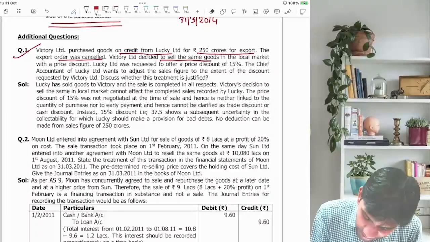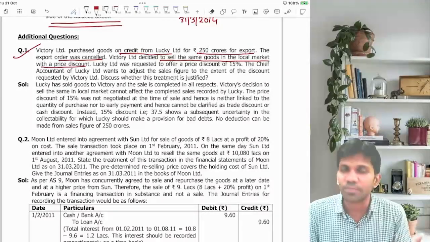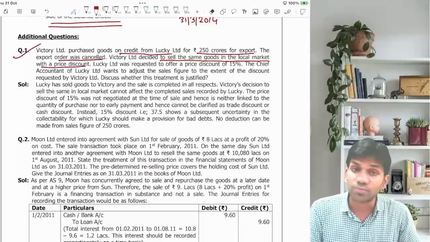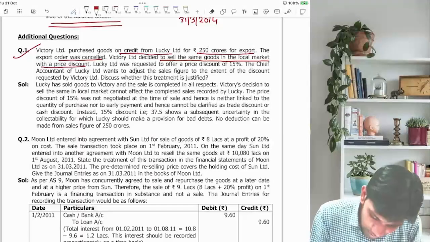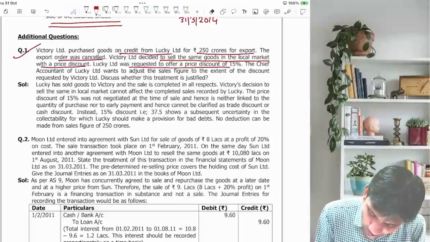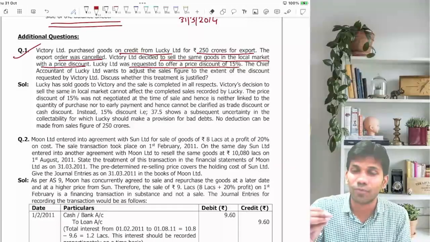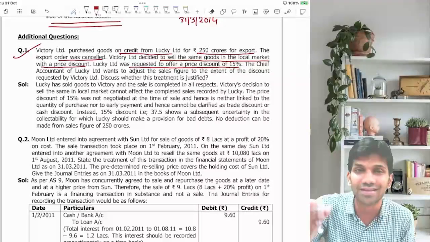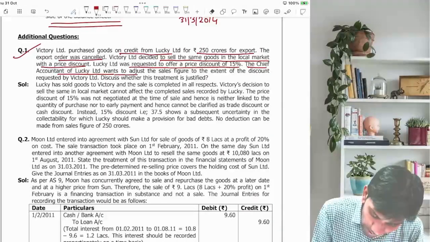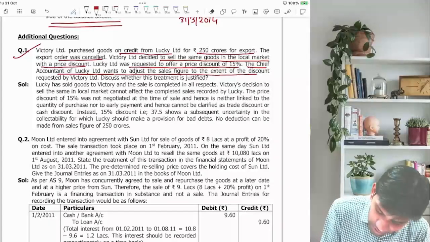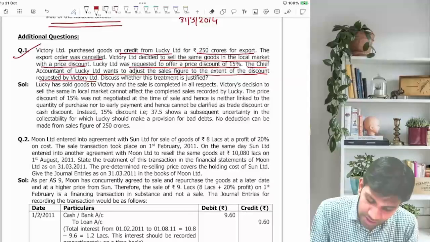Victory Limited decided to sell the same goods in the local market with a price discount. Since I have purchased goods because of my export order, but that export order got cancelled, I am ready to sell these goods in the local market at some discounted price. Lucky Limited was requested to offer a price discount of 15%. So I offered Lucky Limited only. From the person from whom I purchased, I told him to take these goods at 15% discount. The chief accountant of Lucky Limited wants to adjust the sales figure to the extent of the discount requested by Victory Limited. Discuss whether this statement is justified.